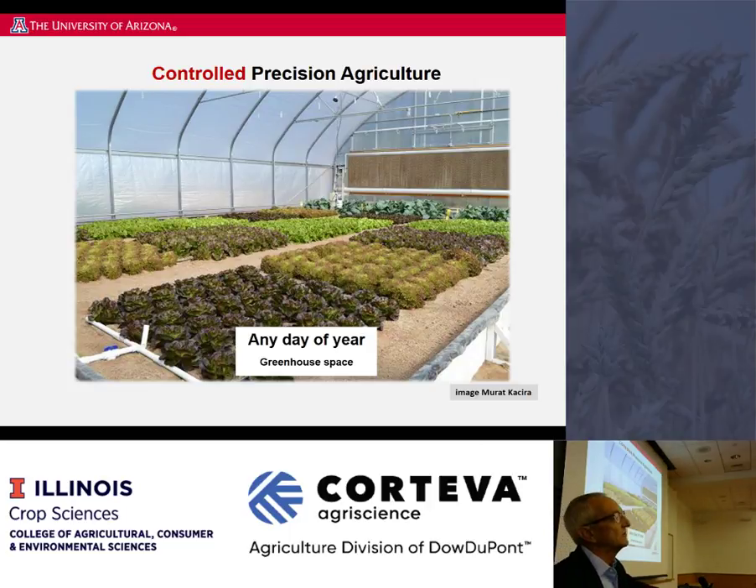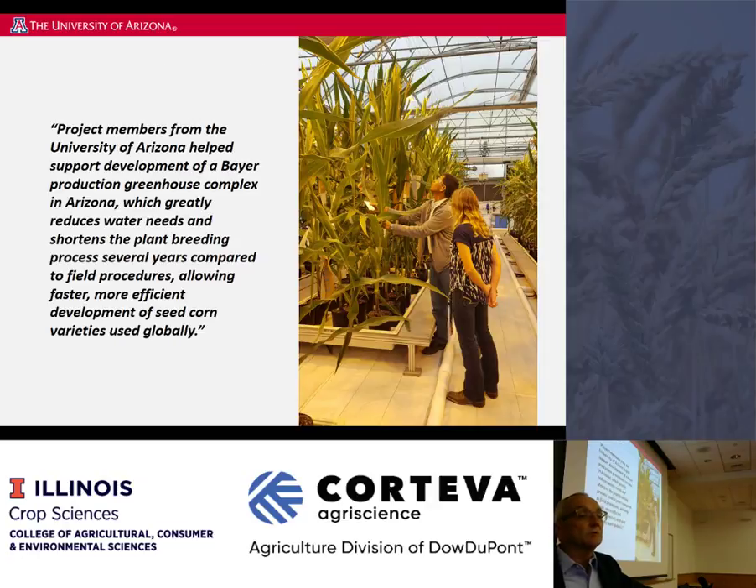But here's what we can do in controlled precision agriculture. Grow a crop, in this case not corn, lettuce, but other crops, like you saw the tomatoes, that can be produced any day of the year, providing the environment that it needs to grow, and target that and have a dependable supply of it when you need it, predictable supply of it when you need it.